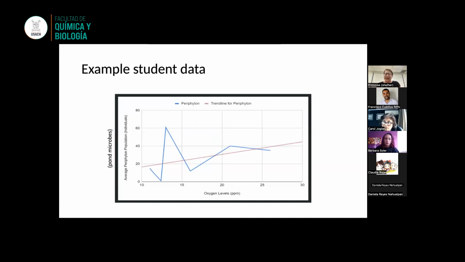And here's an example of a student group. This is a plot that our students produced, where they plotted the relationship between oxygen concentration and the diversity of pond microorganisms. And they found that, in the data that we collected, there was an increase in the number of pond microorganisms as the amount of oxygen increased in the pond. And together as a class, we talked about why they observed that.